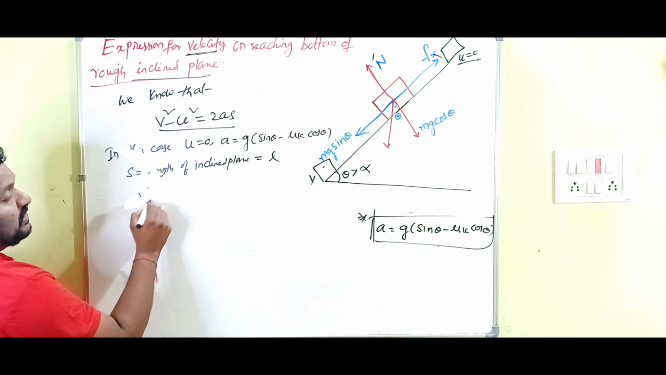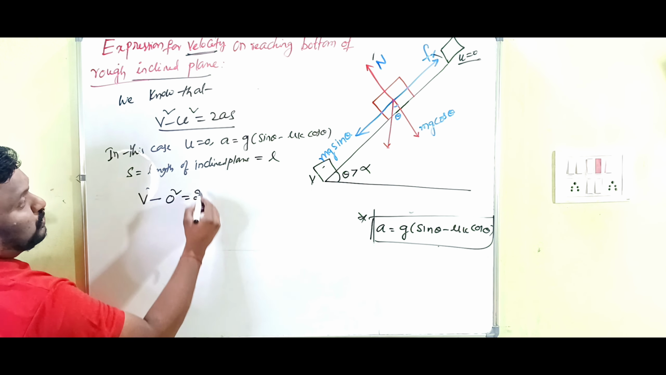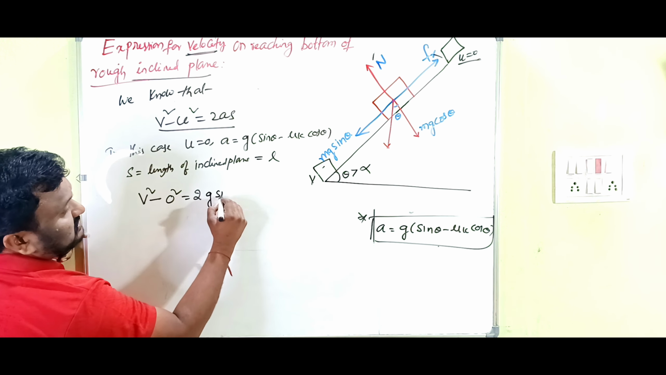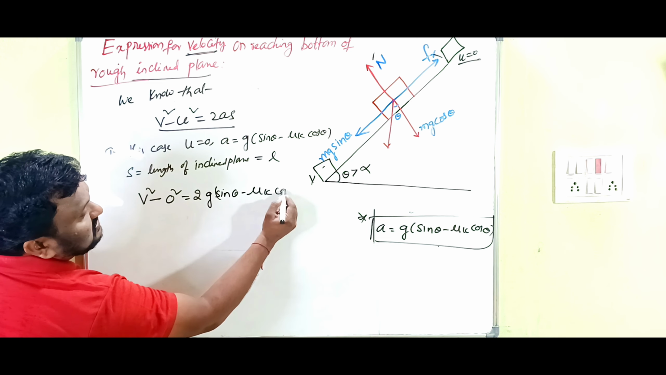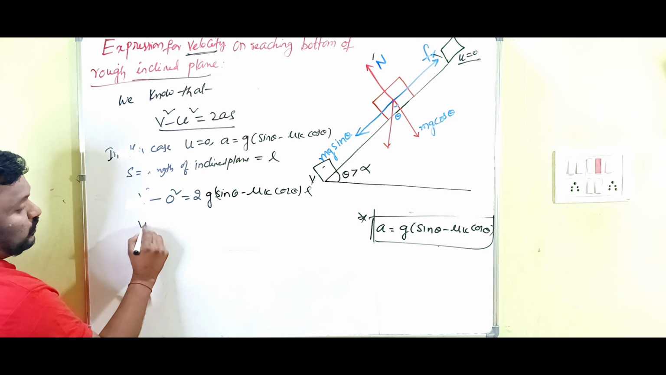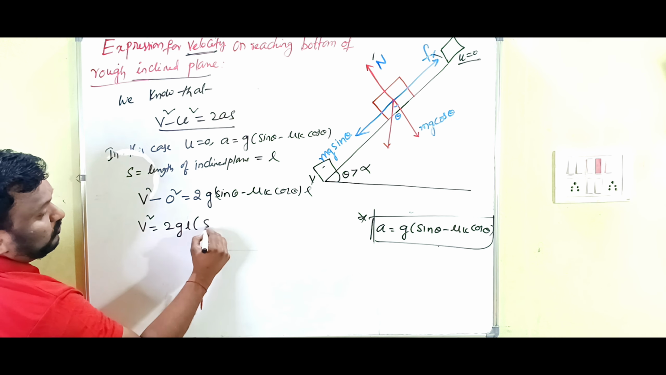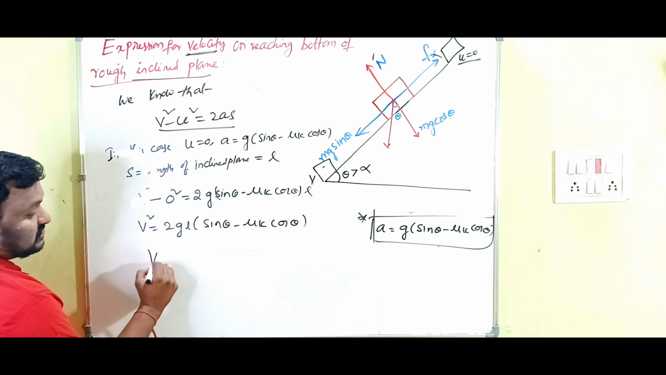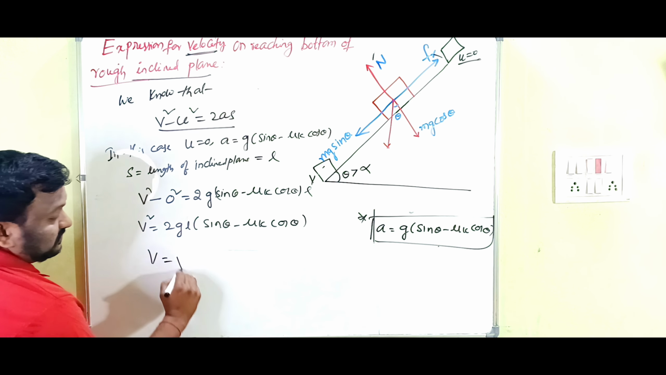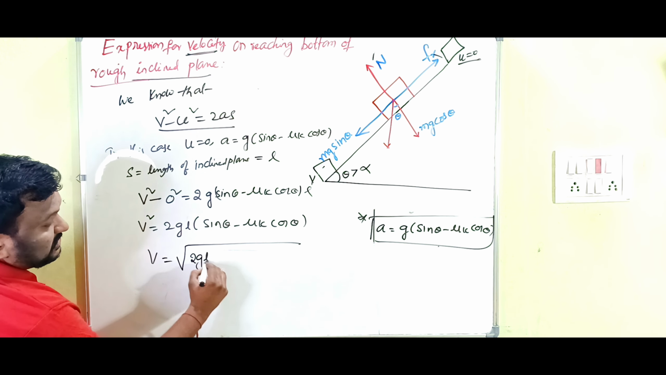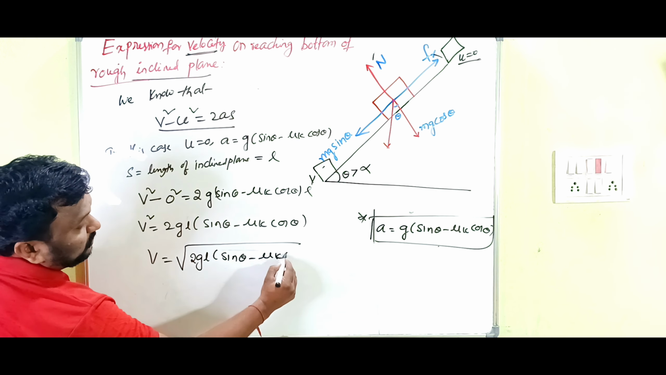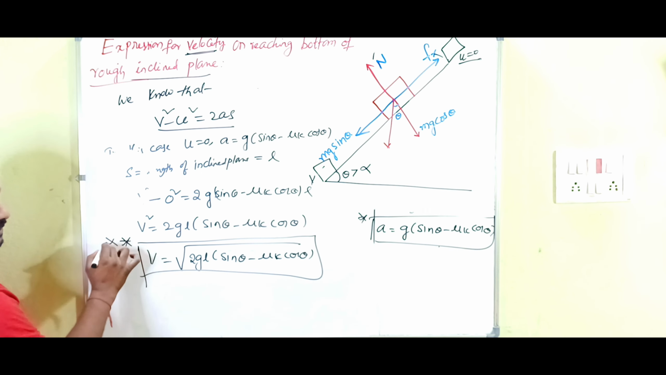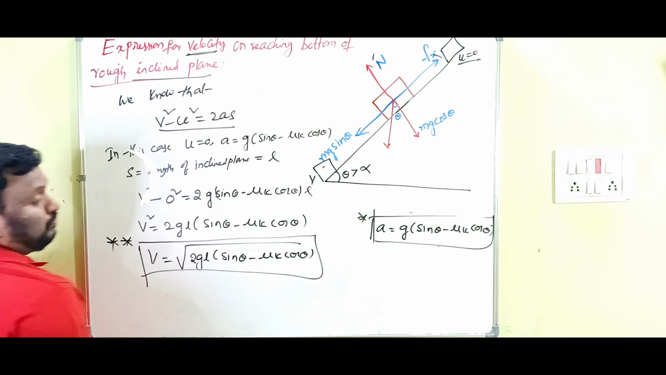Now substitute the values. Then what you get? v square minus 0 square is equal to 2 into a value, g of sin theta minus mu k cos theta, into L. Simply write v square is equal to 2gL of sin theta minus mu k cos theta. So this is the v square value. Now what we need is velocity. Then we get v equal to under root of 2gL of sin theta minus mu k cos theta. So children, this is the expression for velocity of the block on reaching the bottom of the inclined plane.